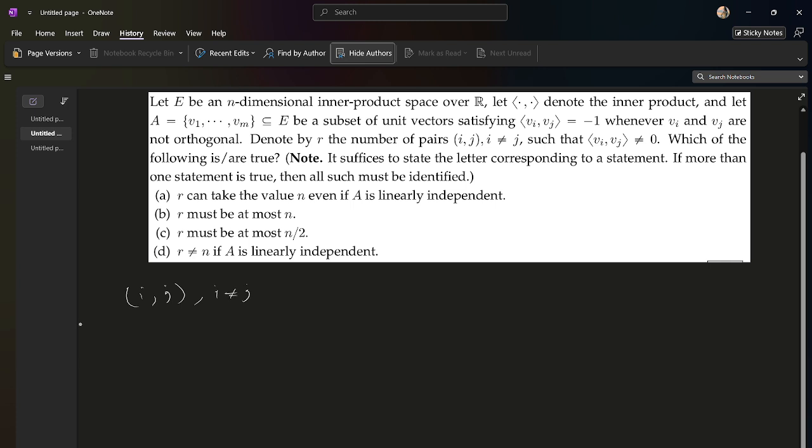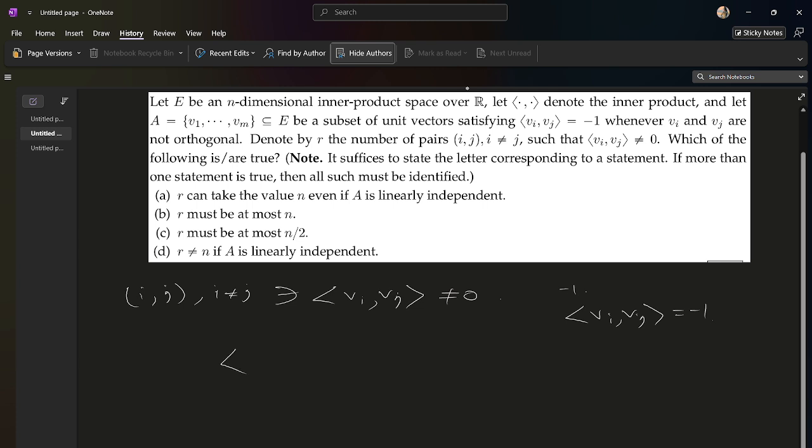Okay, so now we have to find the pairs (i, j) where i is not equal to j, such that the inner product of Vi, Vj is not equal to 0. And we know that if the inner product of two unit vectors is -1, then they are negatives of each other. So how can we prove that?